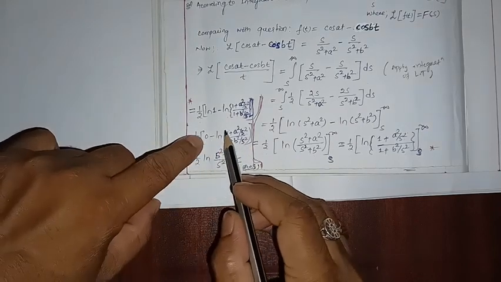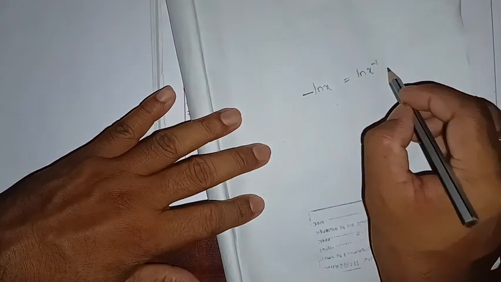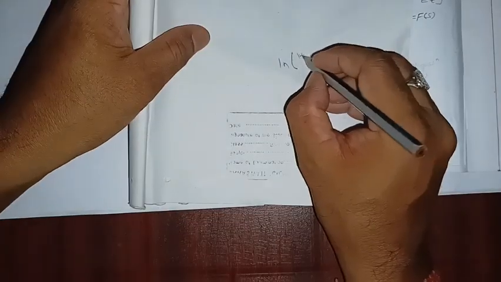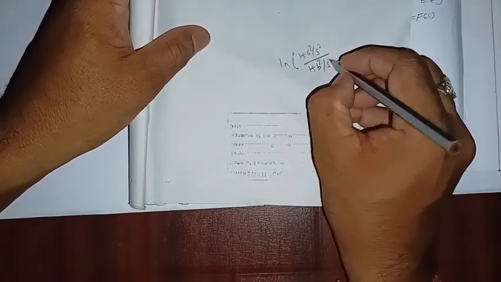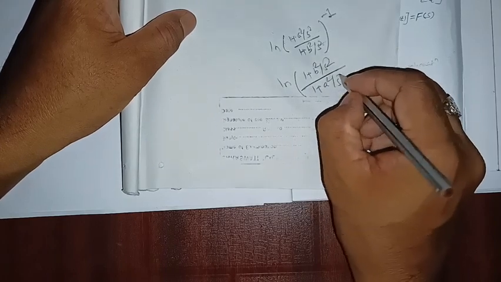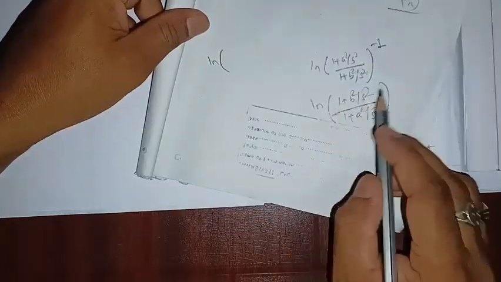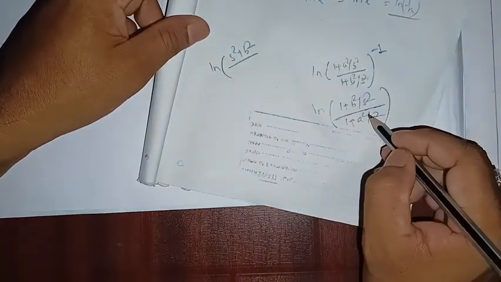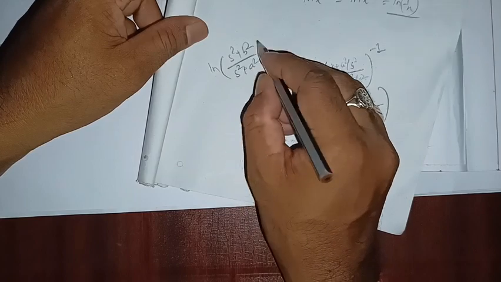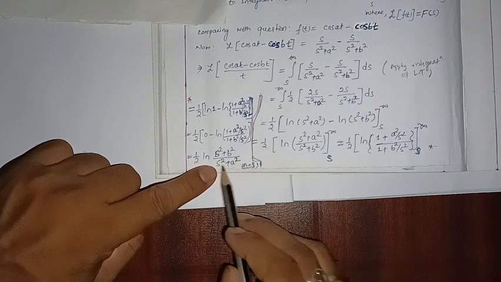Here the minus means this to the power minus 1, because we know that minus ln x is ln x to the power minus 1, or ln 1 by x. So we can write ln of (1 plus a square by s square) by (1 plus b square by s square) to the power minus 1, or ln of the reverse, (1 plus b square by s square) divided by (1 plus a square by s square). If I simplify this, s square will cancel out. So finally we found half ln of (s square plus b square) by (s square plus a square).